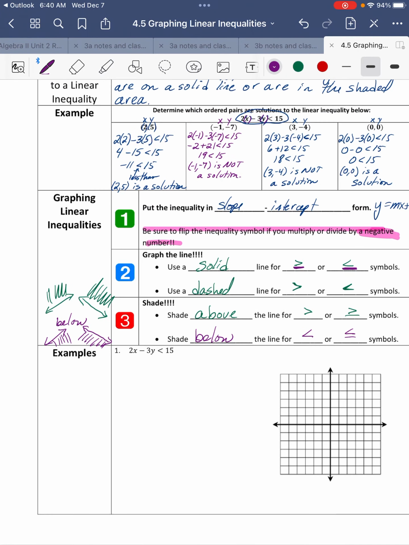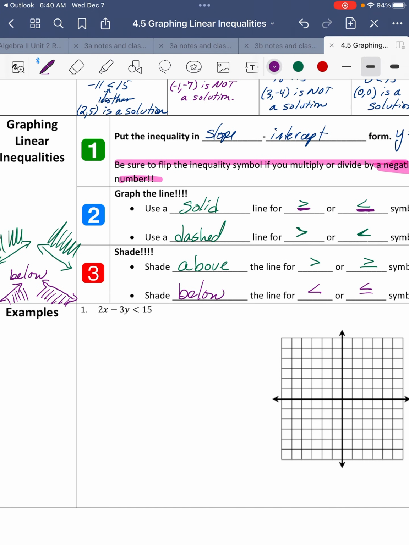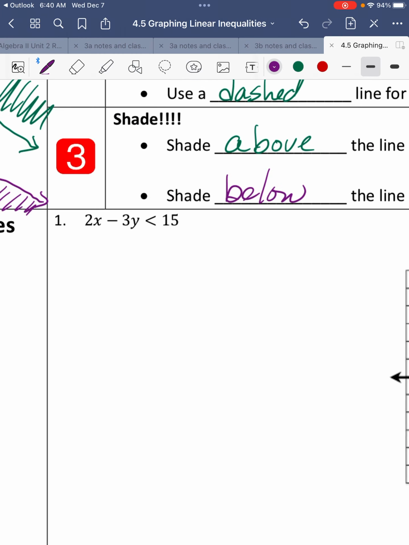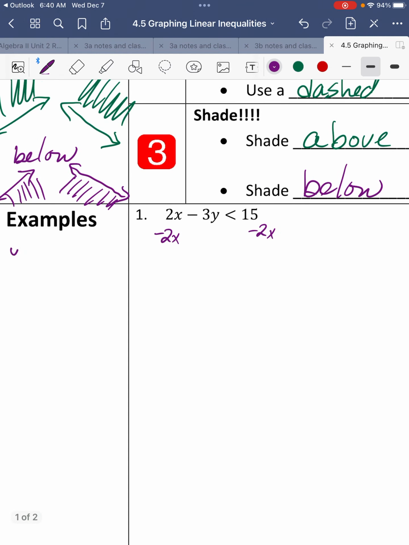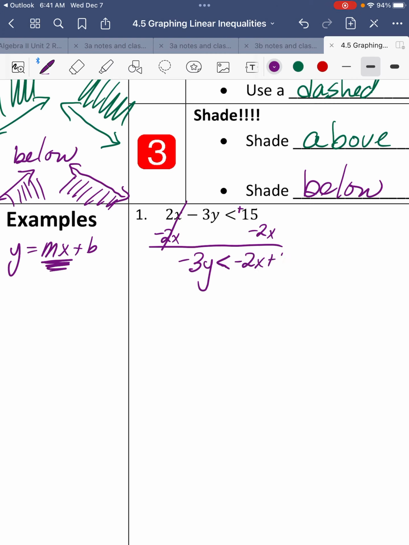All right, let's graph some. So example 1, first we need to, number 1, put it in slope-intercept form. So we need to solve for y. So first we need to subtract 2x. Remember, I want to get this into y equals, well, it's an inequality, so it's not really equals, but mx plus b. We want the x term first. So here's our x term that we're moving to the other side of the inequality. We did not multiply or divide by a negative, so the inequality stays the same. And I'm going to write negative 2x and a plus 15.